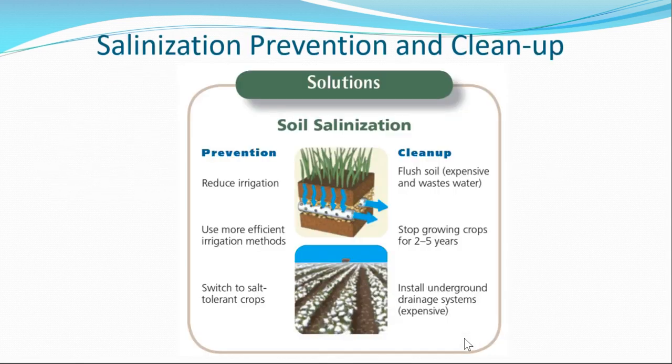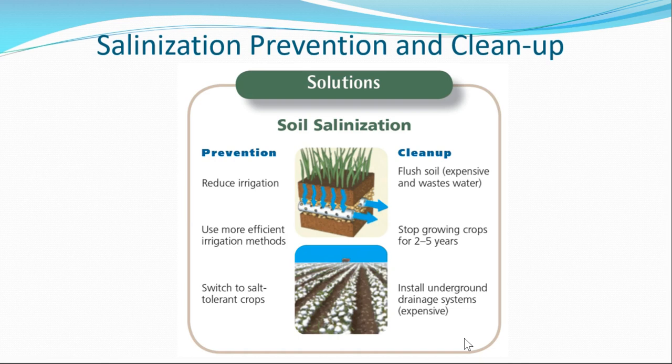All right, salinization. Remember I told you that we get that salt buildup? The best thing to do with this is to prevent it. You can do that by reducing irrigation, by using drip irrigation, or once the soil has the salt buildup, you're going to have to switch to salt-tolerant crops, right?